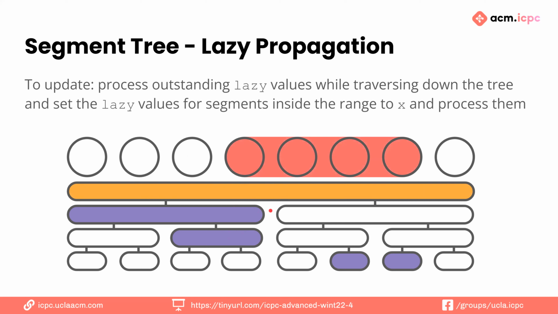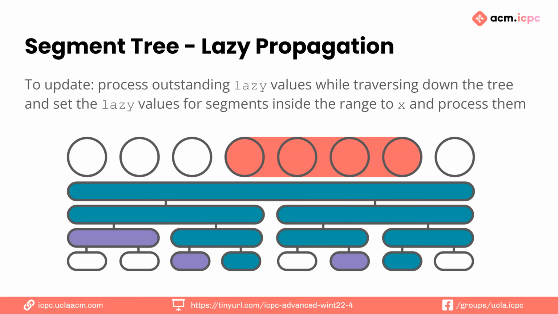We update the value of the node if it's completely inside our range. So we first go to our left node and we see that there's an outstanding lazy value. We process that and then push the lazy value to the children. Then we continue going down the tree. The left half of that segment is outside the range, so we don't care about it. When we go to the right half, there's an outstanding lazy value, so we process that, push it to the subsegments, and keep going. After updating the child, we want to update its parents too, and then we do the right half. This is the same thing. Then we update every node that has to be updated.